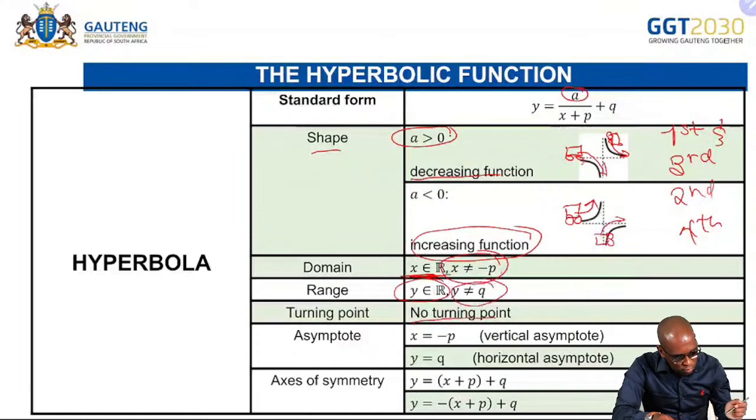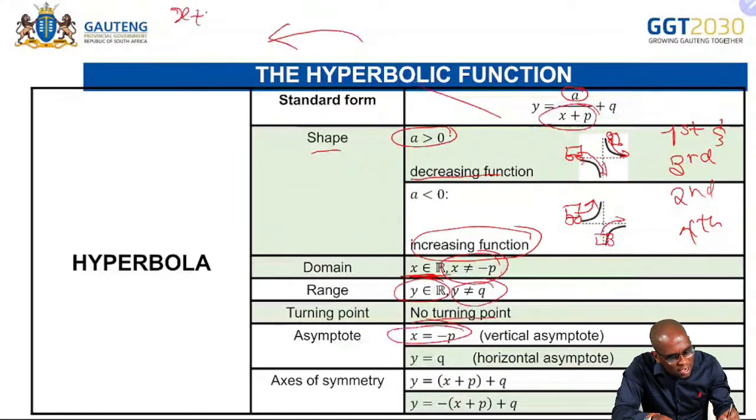It has no turning point. It has both the horizontal and vertical asymptote. The vertical asymptote is x equals minus p. Remember, we are taking it from the equation. In the equation, we have x plus p.